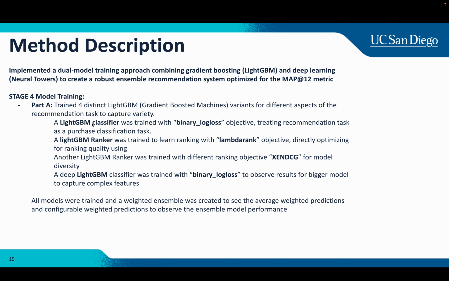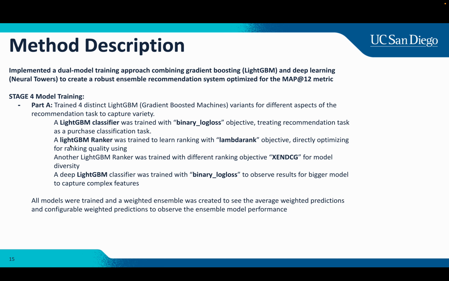For the first model, I modeled the whole task as a purchase classification task. So it's like a binary classification where, given all the features and a given user for an article, will the user tend to buy that article or not. It's like a 0-1 classification.